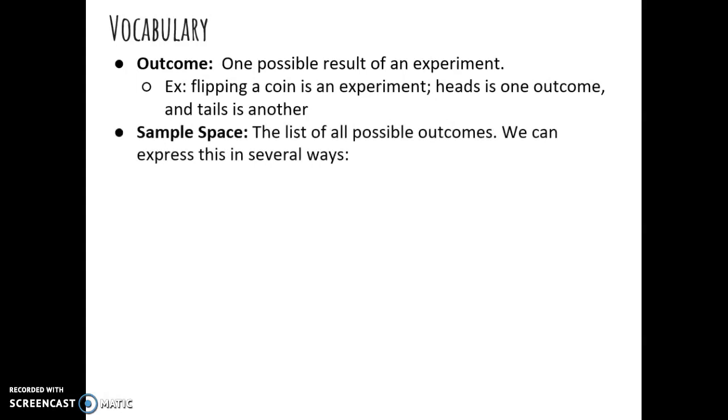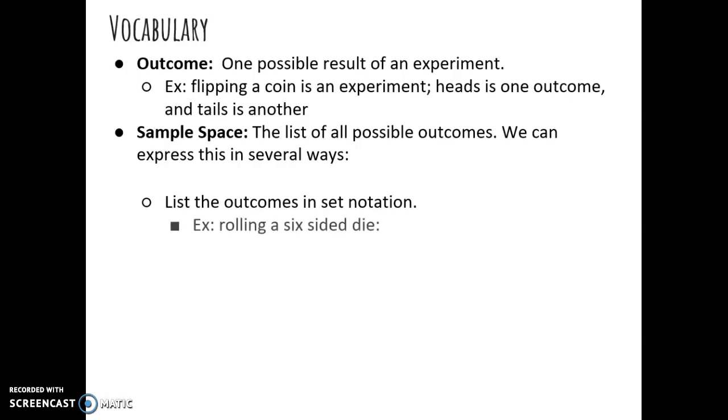Then we have what's called a sample space. This is just a space where you list all the possible outcomes. And you can express it in several ways. You can just list it in set notation, meaning you list it and you put little braces around it.